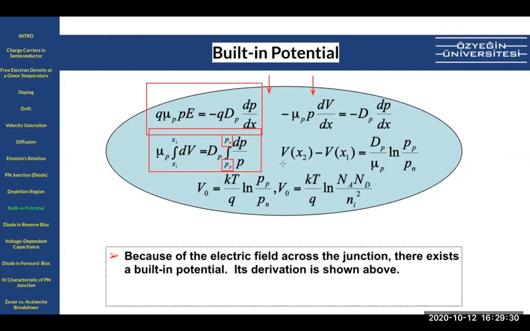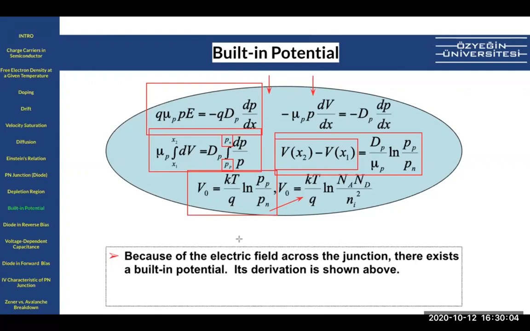When we write this, this becomes V(x2) minus V(x1) equals this. And this is basically the voltage potential over that depletion region. We can call it, for instance, V0, the built-in potential. And V0 is basically this formula. We can also write this formula in terms of some other parameters, so it becomes this formula.